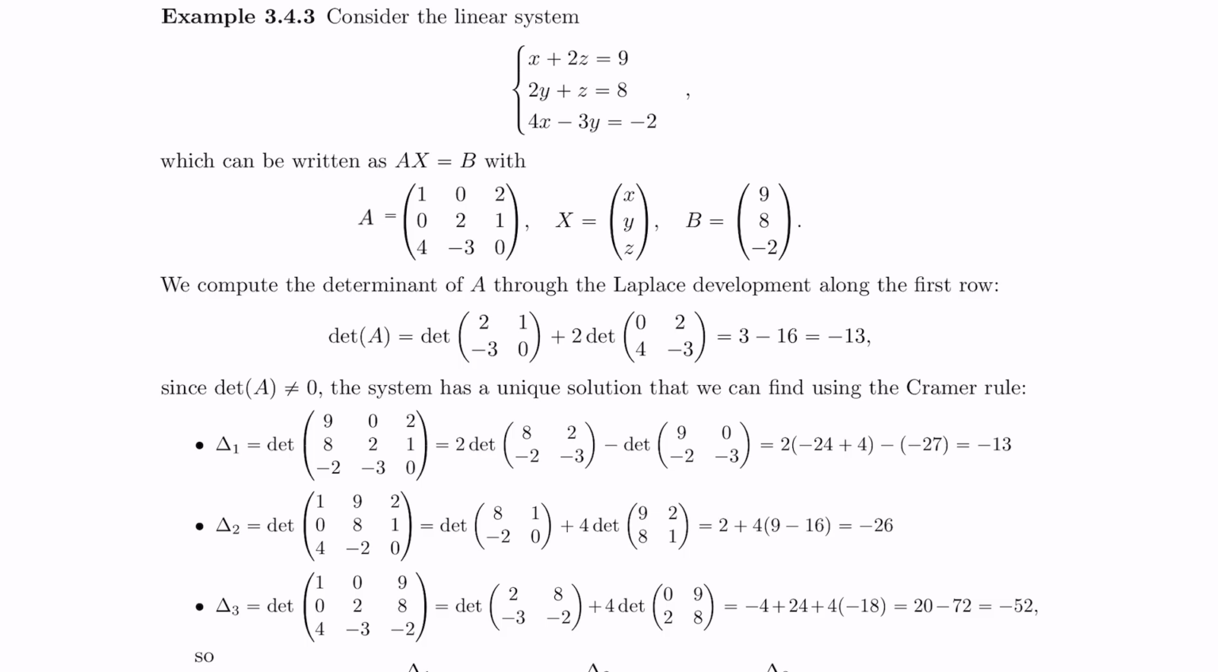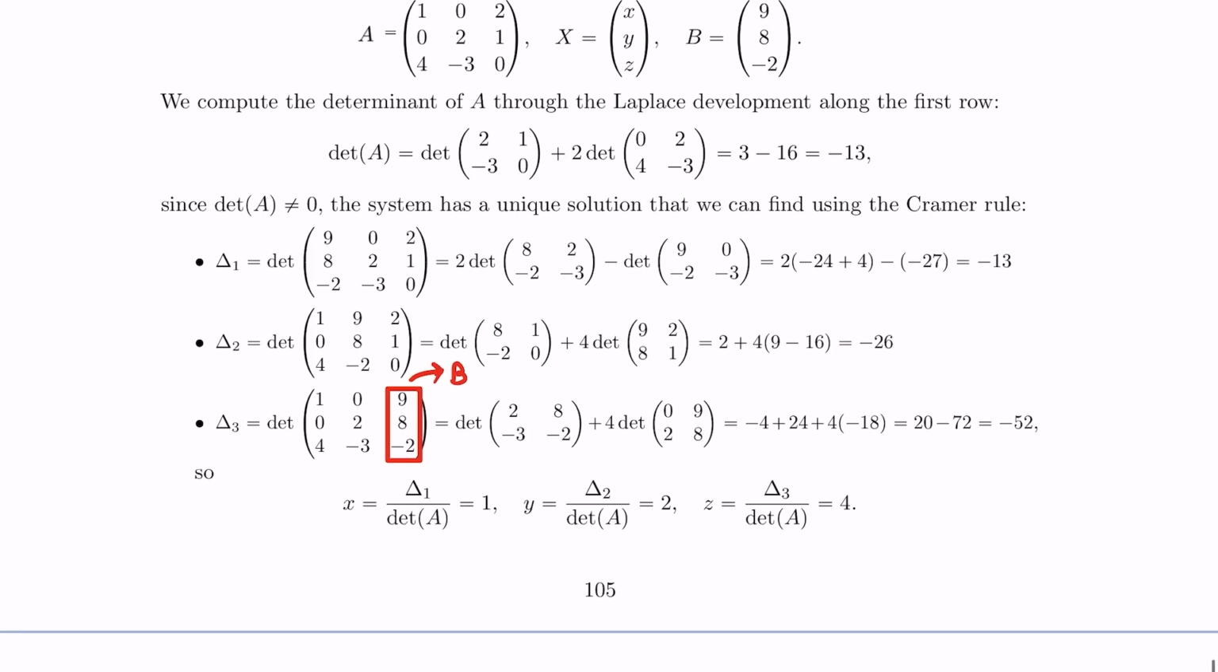This time I conducted the Laplace development along the first column. You can check that the result gives minus 26. Finally, let's consider delta 3. In this case, we have to replace the third column of A with the column vector B, and this is exactly what I have done here. I performed again the Laplace development along the first column, and you can check that the result is minus 52.